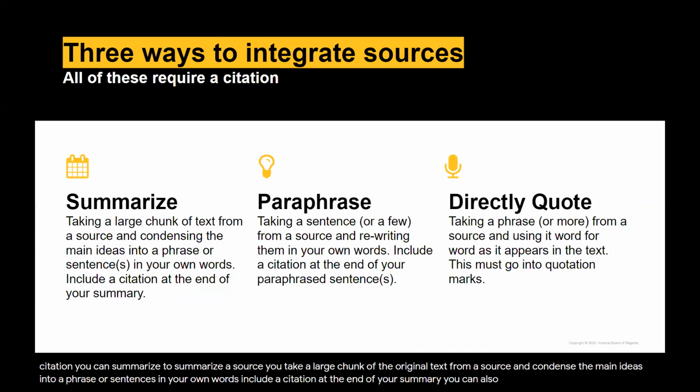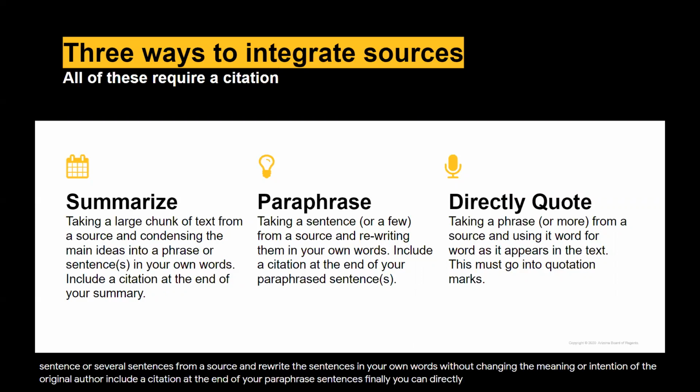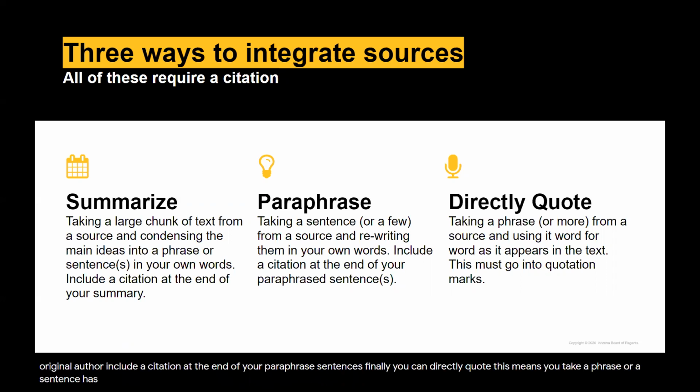You can also paraphrase, which means to take a sentence or several sentences from a source and rewrite the sentences in your own words without changing the meaning or intention of the original author. Include a citation at the end of your paraphrase sentences. Finally, you can directly quote. This means you take a phrase or sentences from a source and use it word for word as it appears in the original source. This must go into quotation marks.